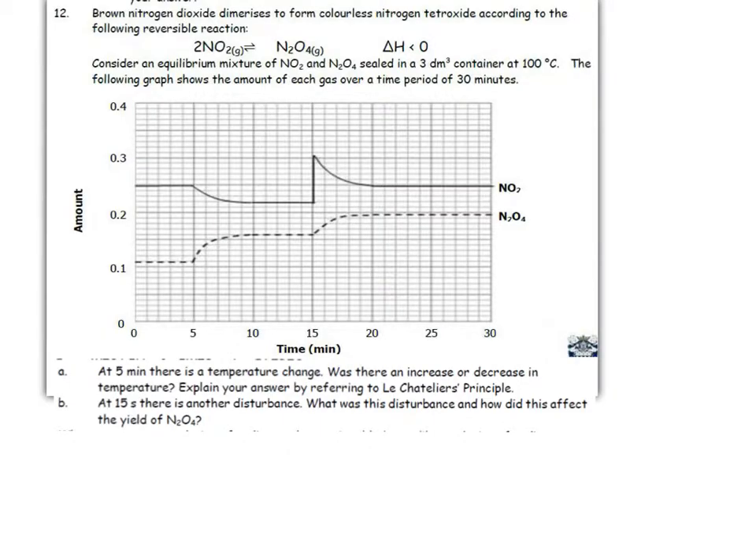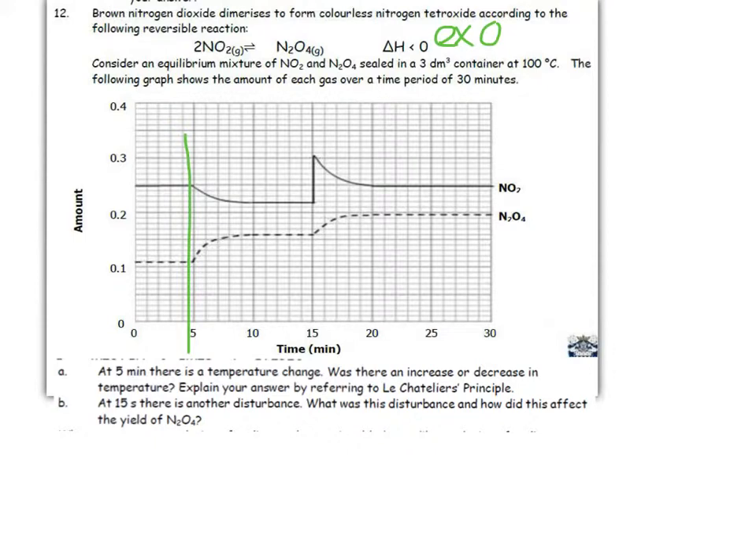Looking at this graph, we've got brown nitrogen dioxide. It dimerizes, which just means that it becomes 2 nitrogens and 4 oxygens to form colorless dinitrogen tetroxide according to this reaction. We are given that delta H is less than 0, so this is an exothermic reaction. Consider the equilibrium concentrations in 3 decimeter cubed containers, and the following graph shows the amount of each gas over 30 minutes. At 5 minutes, there's a temperature change.